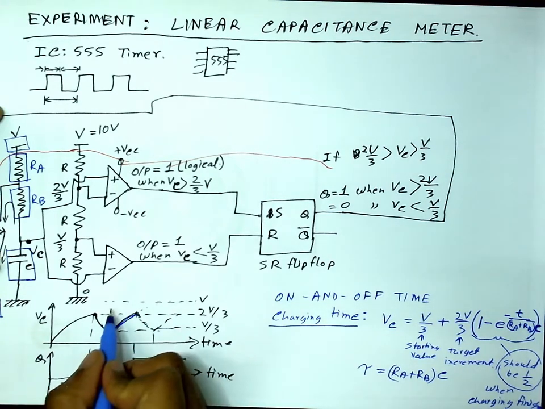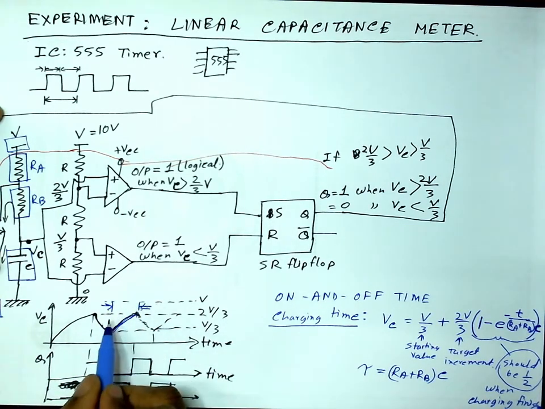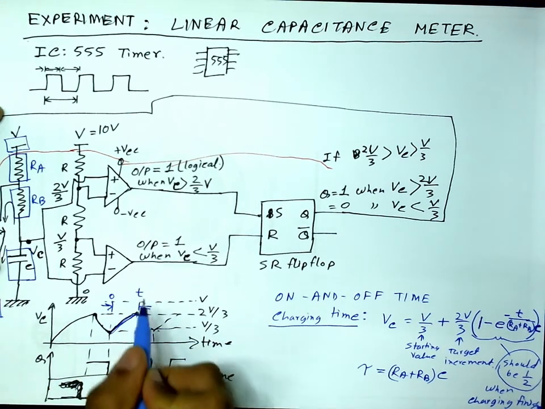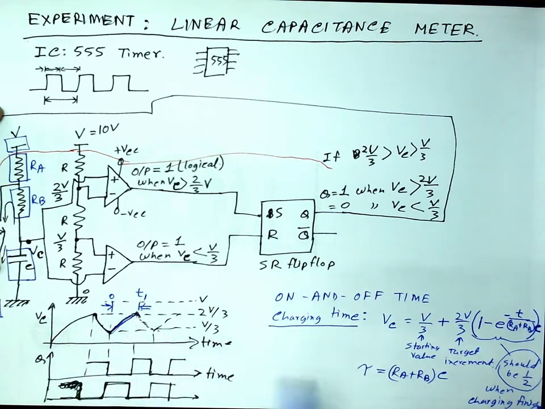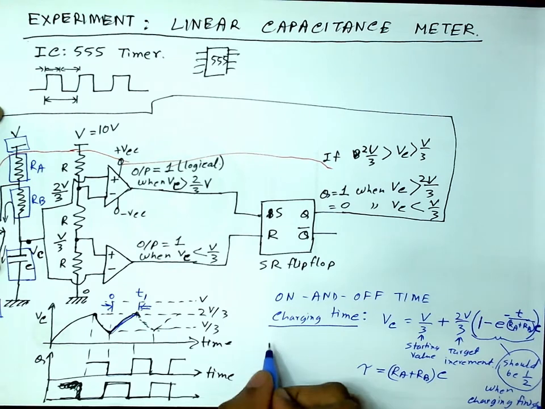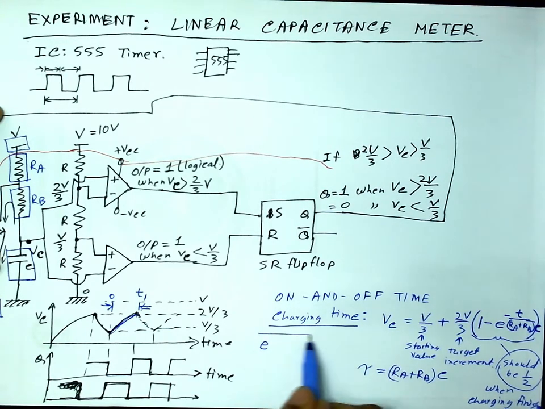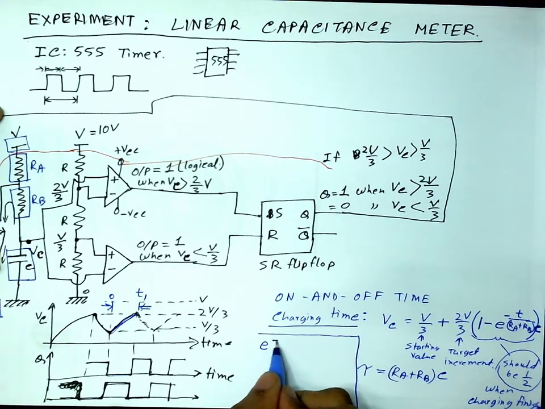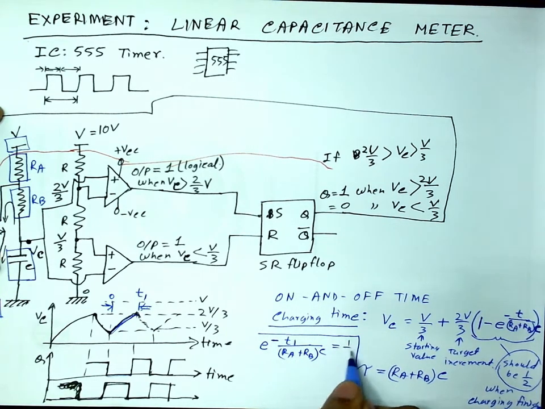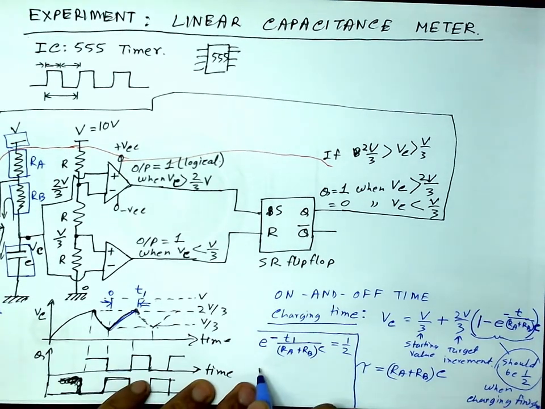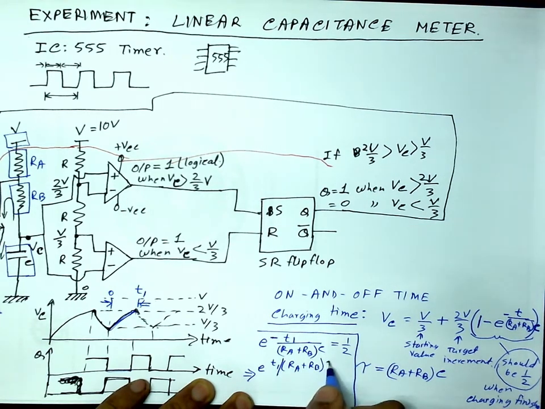Okay, so if I start my time from here and this time is, call it T1, charging time from 0 to T1, then at T1 this should be half, which means e to the power minus T1 whole divided by RA plus RB times C, e to the power this entire thing should be half, which will mean that e to the power T1 by RA plus RB times C, this should be equal to 2.